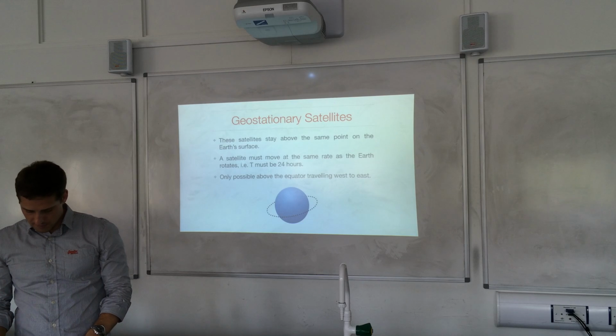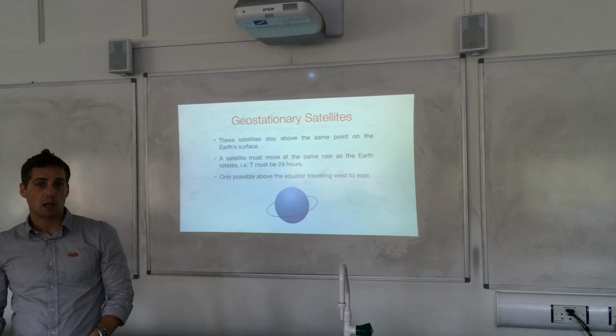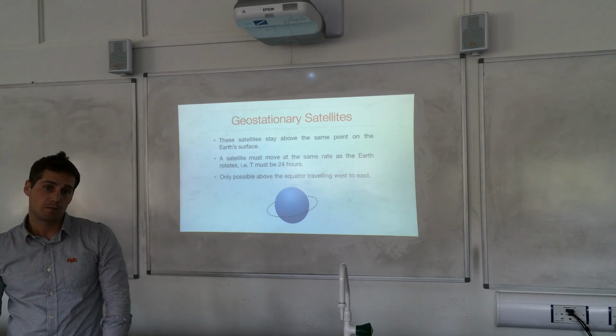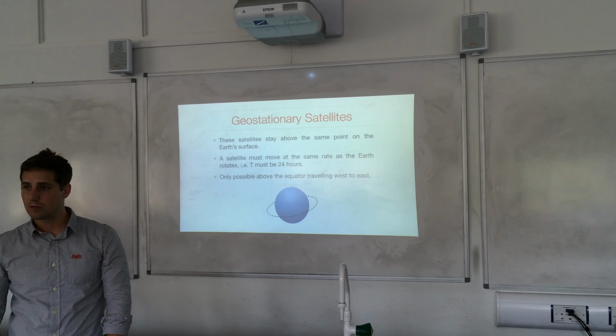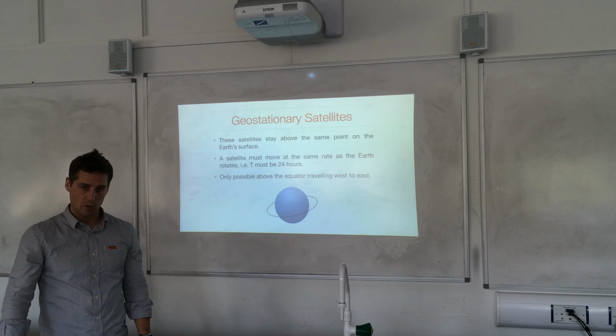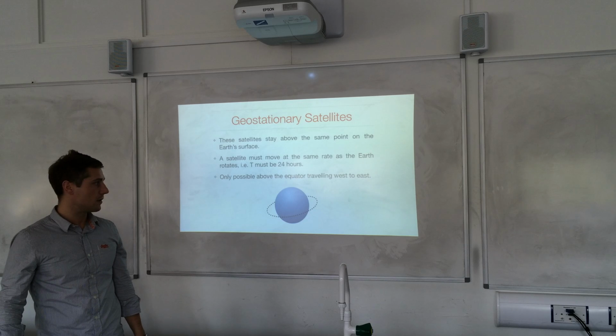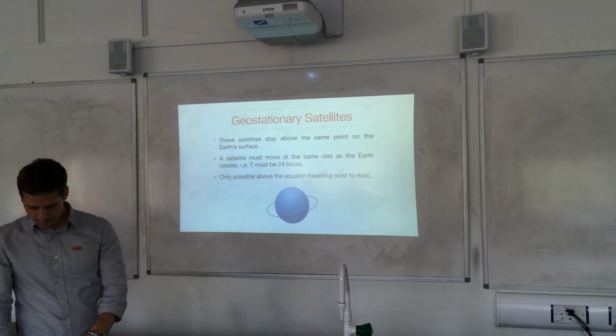Only points on the Earth's surface at the equator move in a circle with the centre of the Earth at the centre of that circle. And that's why you've got to do it above the equator. The poles, for example, they don't move in a circle, so you can't move in a circle matching that.